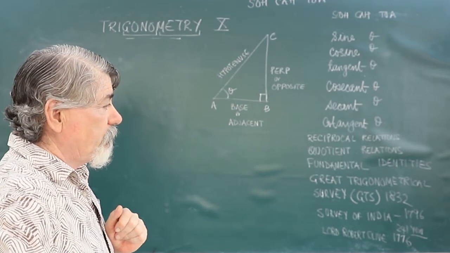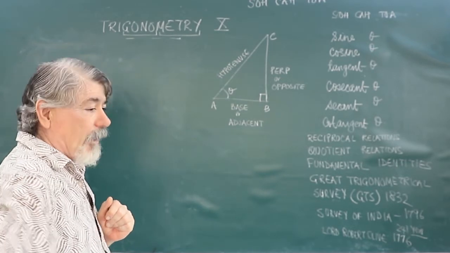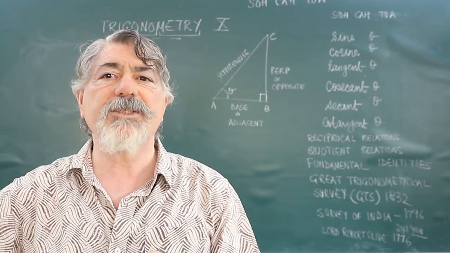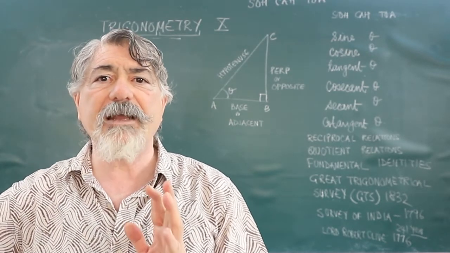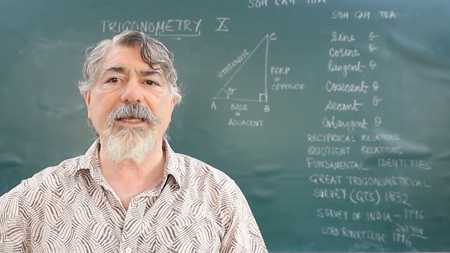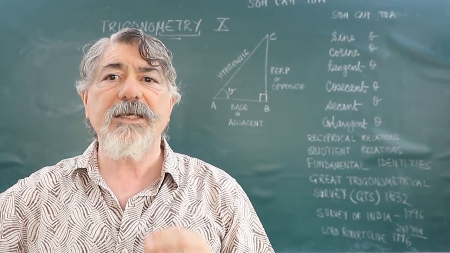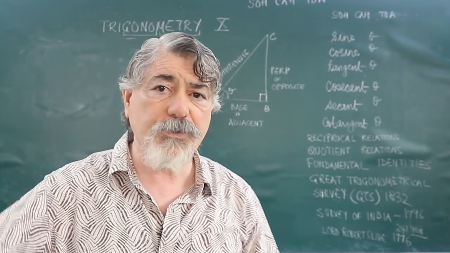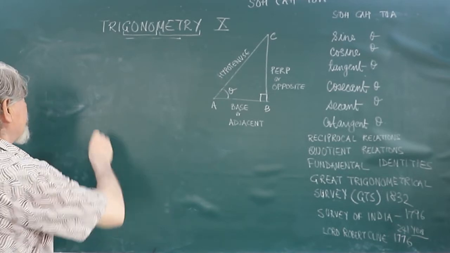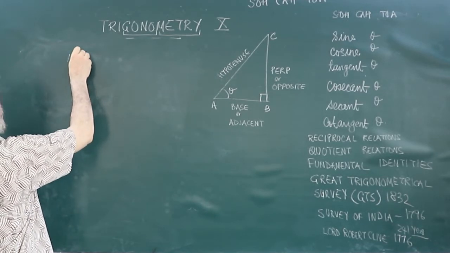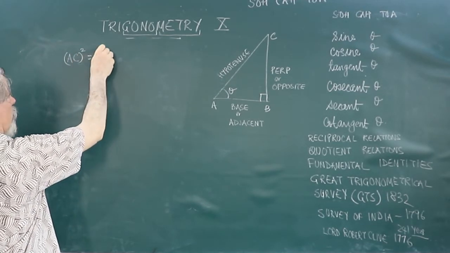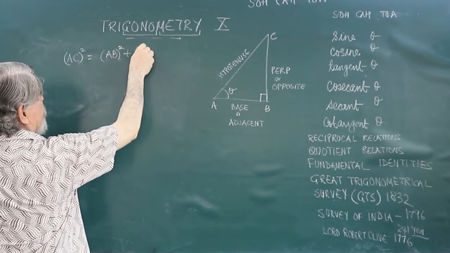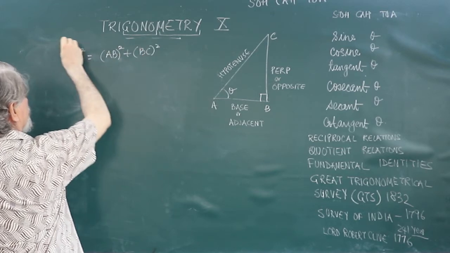Now let me do some fundamental identities. For fundamental identities, I'll start with a very fundamental theorem, which is Pythagoras Theorem. In a right angle triangle, the square described on the hypotenuse is equal to the sum of the squares described on the remaining two sides. In this right angle triangle, AC square is equal to AB square plus BC square. This is Pythagoras theorem.